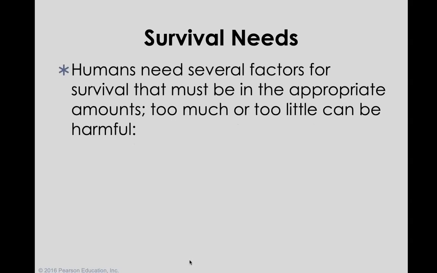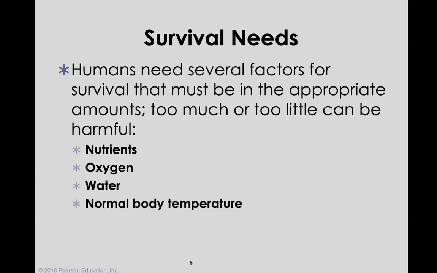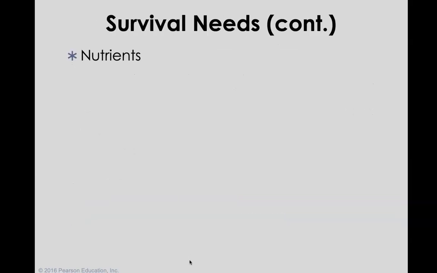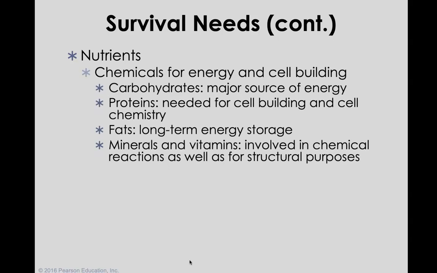So when we talk about survival needs, humans need several factors for survival in the appropriate amounts. Too much or too little of these survival needs can be harmful. So we're going to need nutrients, we need oxygen, we need water, we need to maintain a normal body temperature and the appropriate atmospheric pressure. So we'll talk about each of these survival needs.